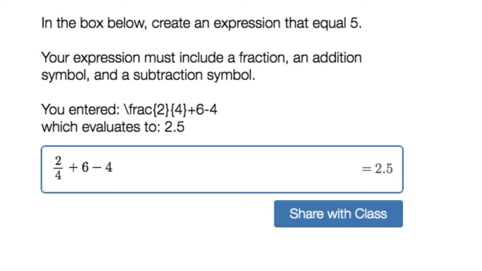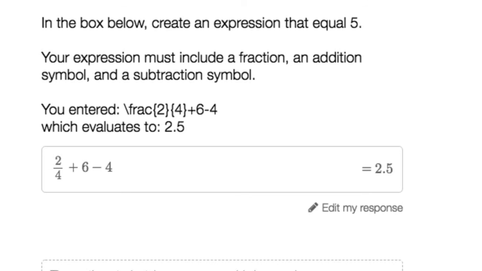In order for you to get credit for this question, you have to make your equation equal 5. So you're just going to go through and try some different numbers until you get to 5. Once you finish all those, you could hit share with class, and then you can go ahead and close it out because you're done.